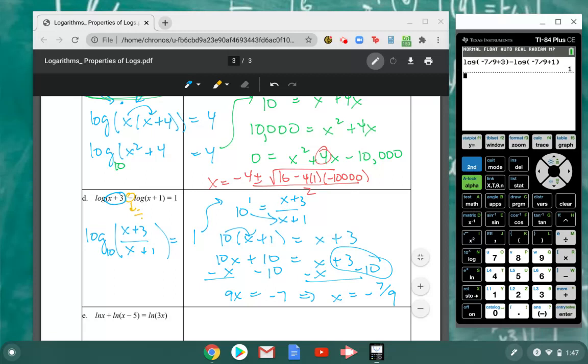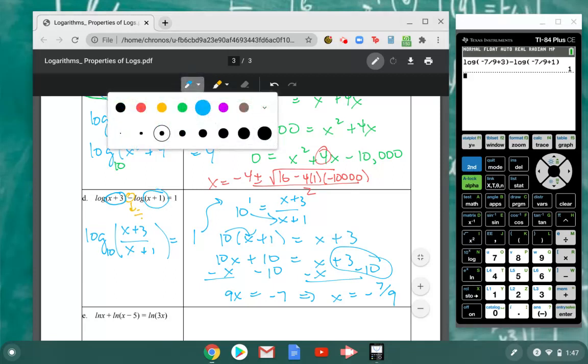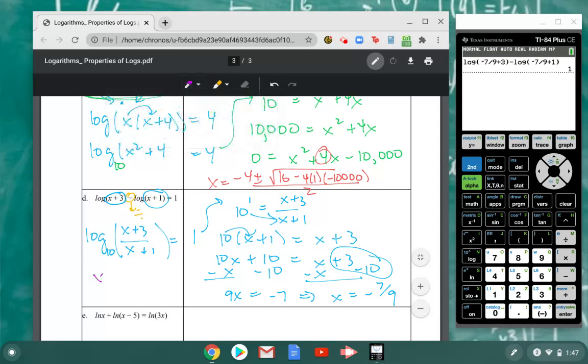So even though this guy was a negative number, it didn't make x plus 3 negative or x plus 1 negative. So I'm okay to keep that as an answer. And I can go ahead and write my answer in purple here. I'm just going to transfer it over. X is negative 7/9. We've got just one more.